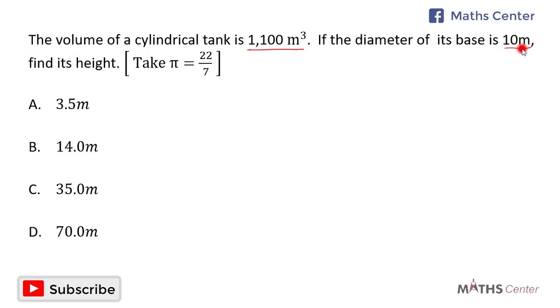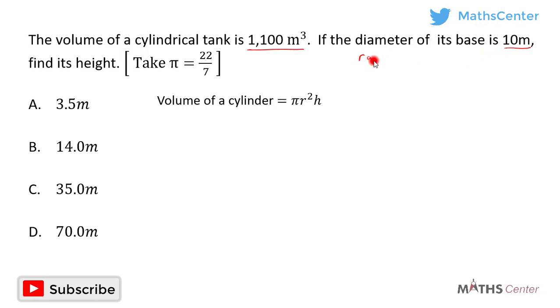is 10 meters. The question wants us to use this information to find the height of the cylindrical tank. The volume of a cylinder is given by the formula pi r squared h, where r is the radius of the circular base and h is the height of the cylinder. Here, the question gave us the diameter of the circular base to be 10 meters. We know that when we divide the diameter by 2, we are going to get the radius.